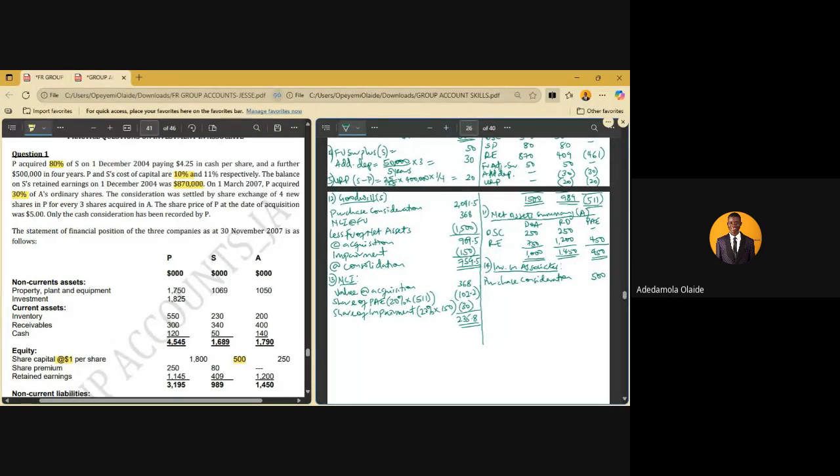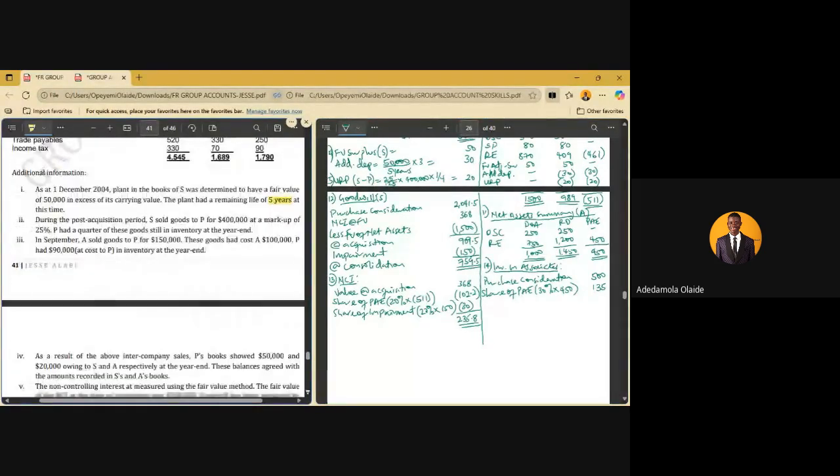Our investment in associates will bring our share of profits. So share of post-acquisition earnings. We will have share of PAE, which is what? 30% of 450. And that will give us how much? 135. Then aside that, we have what?